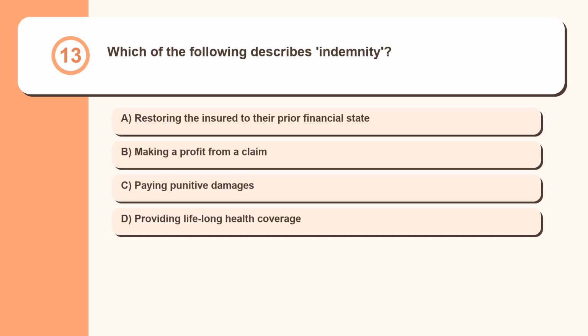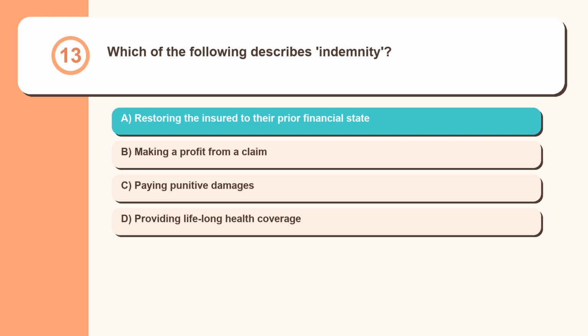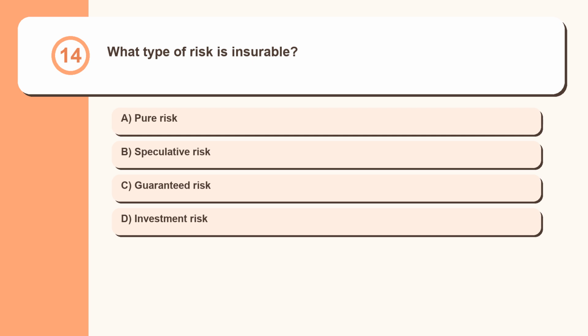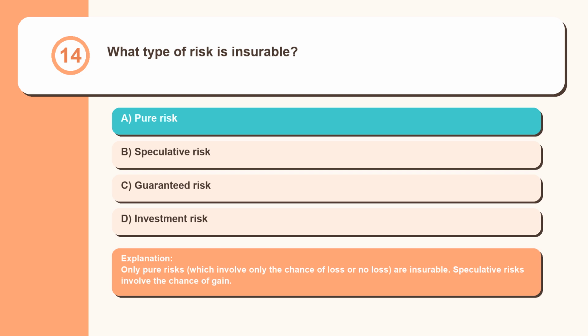Question 13. Which of the following describes indemnity? Restoring the insured to their prior financial state, making a profit from a claim, paying punitive damages, providing lifelong health coverage. The principle of indemnity states that insurance should restore the insured to the same financial condition as before the loss. Question 14. What type of risk is insurable? Pure risk, speculative risk, guaranteed risk, investment risk. Only pure risks, which involve only the chance of loss or no loss, are insurable. Speculative risks involve the chance of gain.